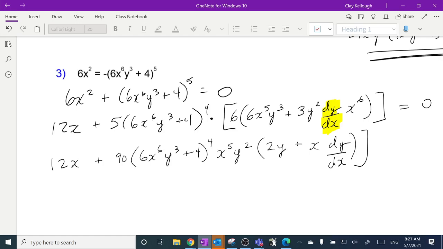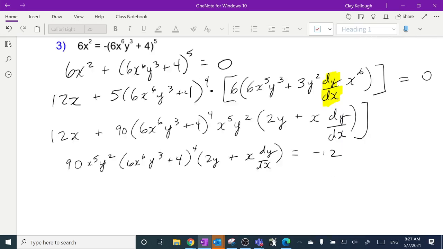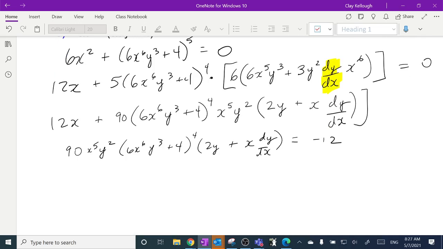Okay, I'm going to move the 12x to the other side. So I have, again, 90 times x to the 5 y squared times 6x to the 6 y cubed plus y to the 4 times 2y plus x dy by dx, right? All of that is equal to negative 12x. So there's step 1. Step 2, I'm going to take all of this stuff and divide it under the negative 12.